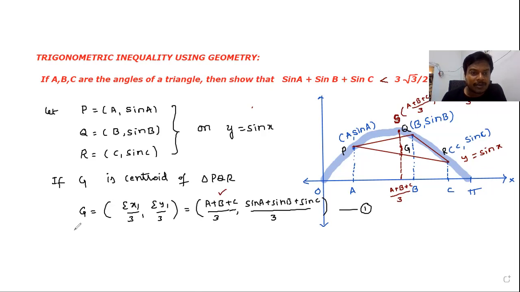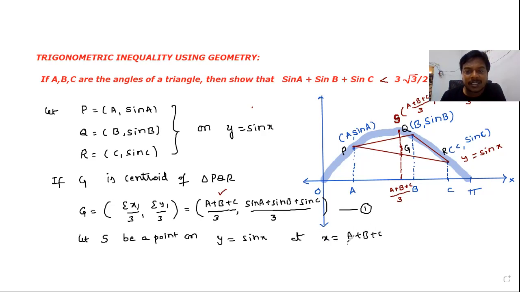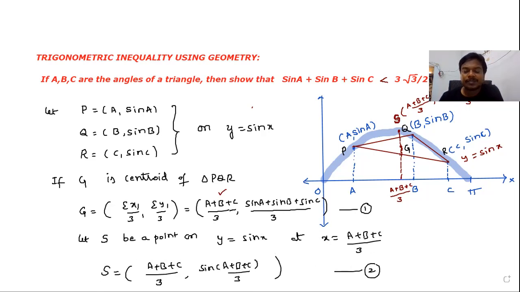That I am going to write now. Let S be a point on y equal to sin x at x equal to (A plus B plus C) divided by 3. Then what we get, the coordinates of S? The x coordinate is already (A plus B plus C) divided by 3, the same we selected, and the y coordinate is sine of (A plus B plus C) whole divided by 3. This is the second point. Okay.